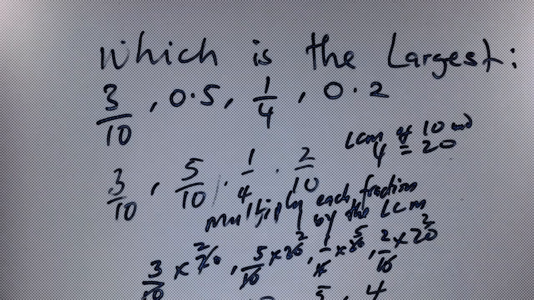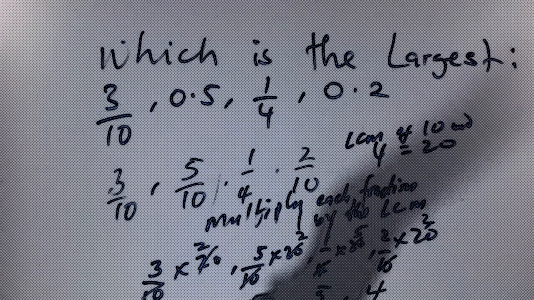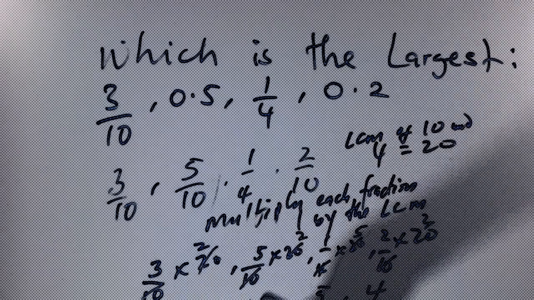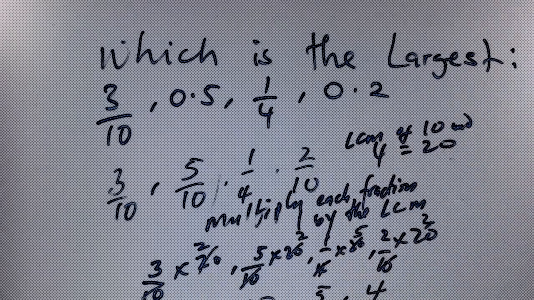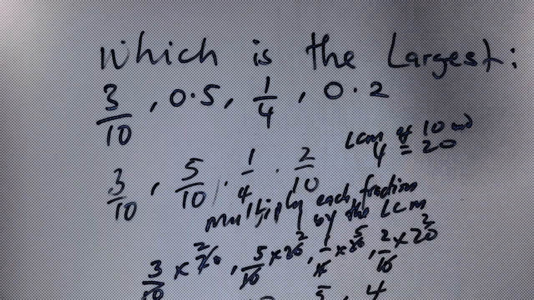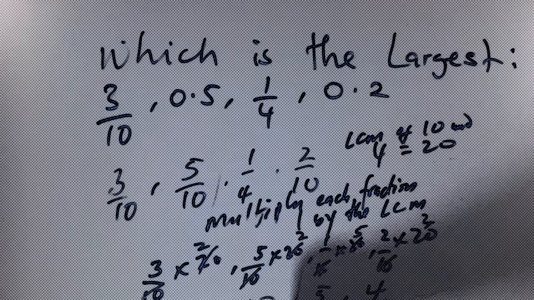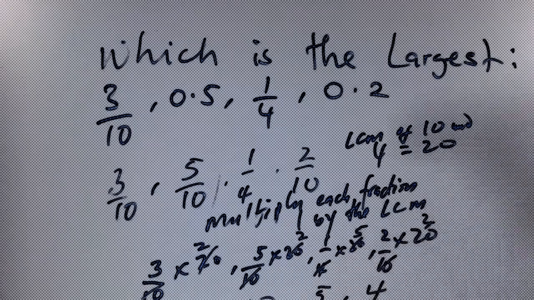Then you compare the numbers. We look for the largest number. 6, 10, 5, and 4. 10 is the largest among them. So the fraction that gives us 10 is 5 over 10. So out of the fractions, the answer is 0.5, which is the same thing as 5 over 10. So this topic is under ordering of fraction.